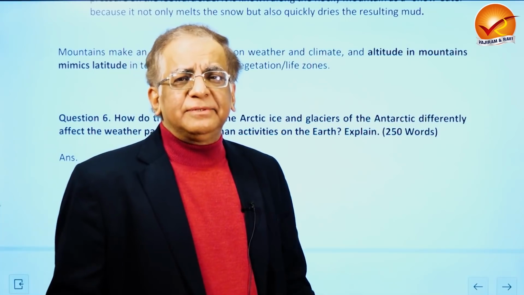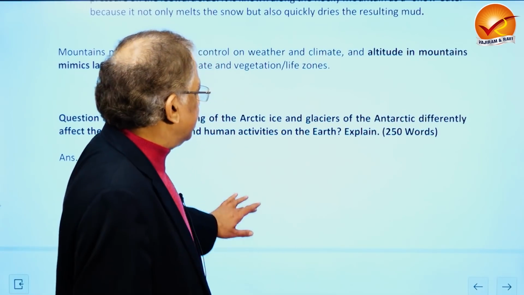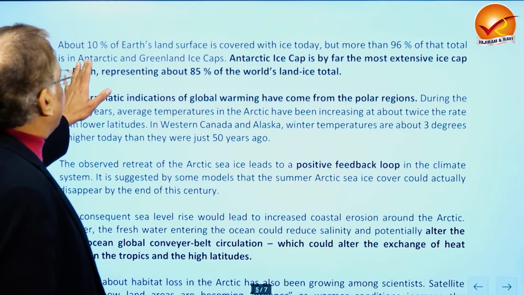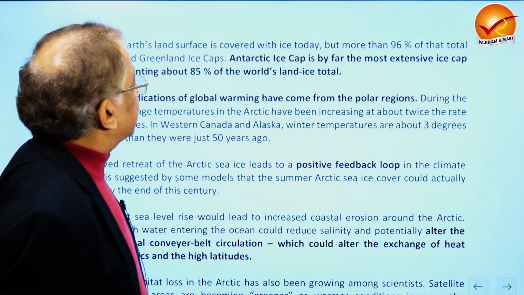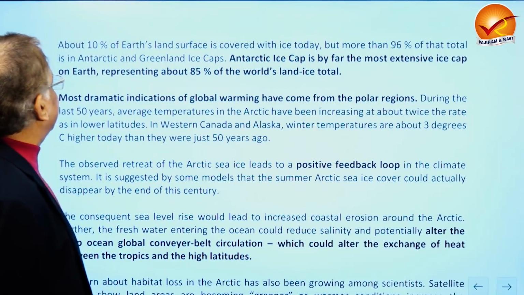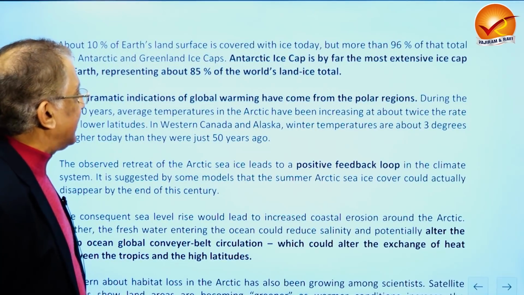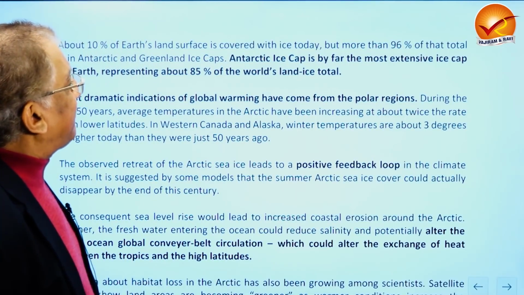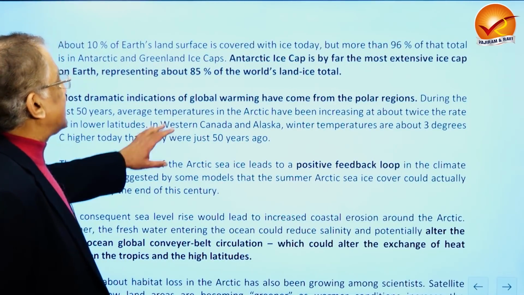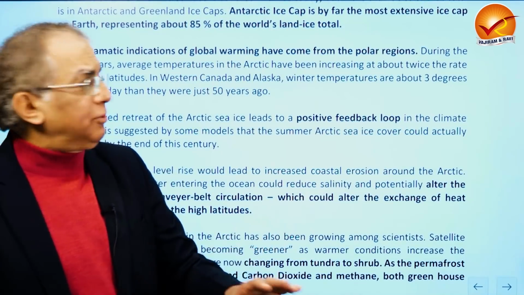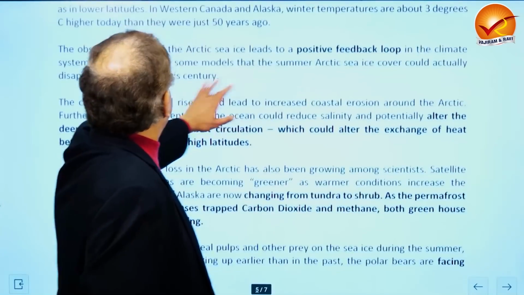ice we have in the Arctic and Antarctic region. See, the first point, I tell the examiner that about 10% of the Earth's land surface is covered with ice today, but more than 96% of that total is in the Antarctic and Greenland ice caps. And out of these two, the Antarctic ice cap is by far the most extensive ice cap on the earth, representing as much as 85% of the total land ice.